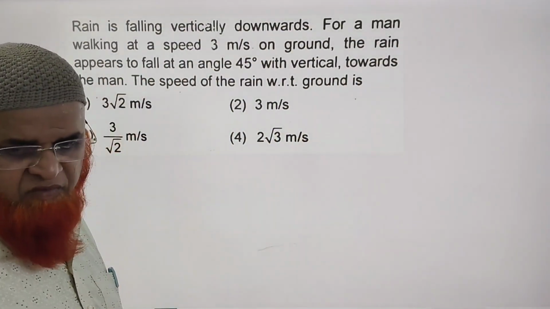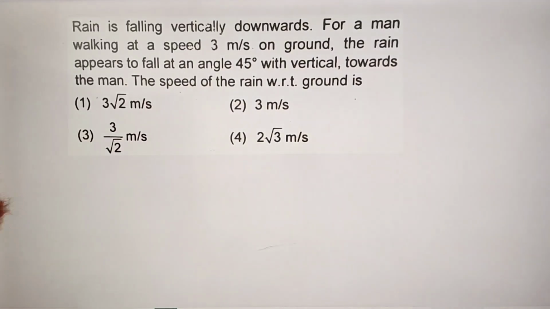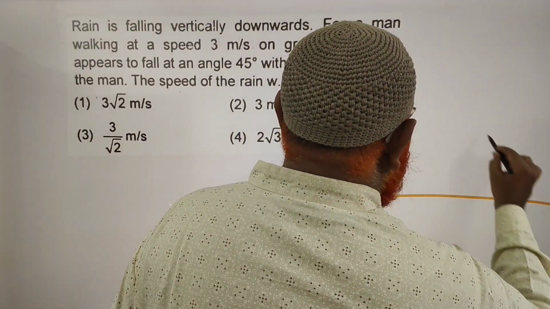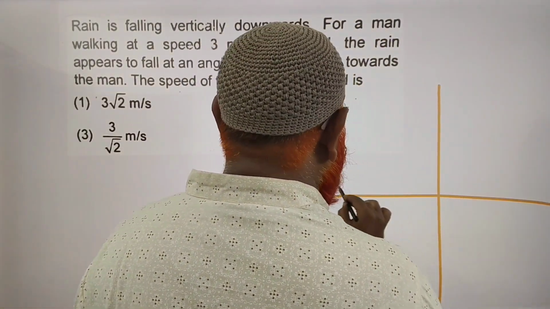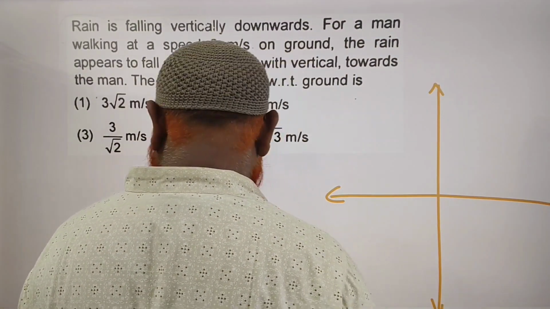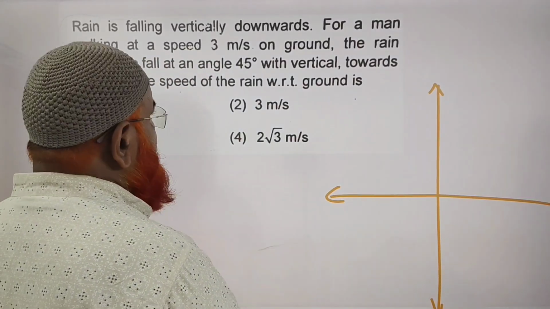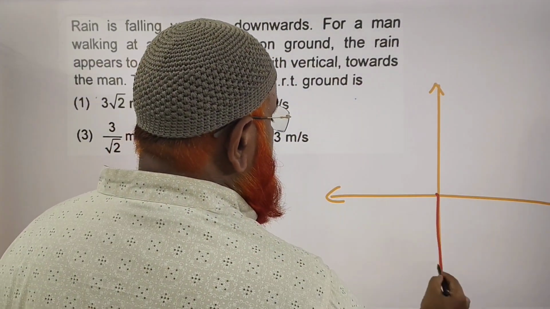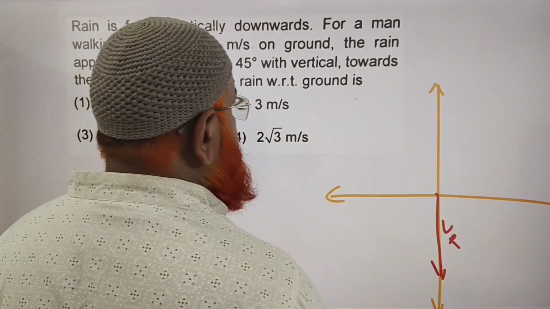This is a problem which I have taken from yesterday's question paper, because this type of model we didn't solve till now. Rain is falling vertically downwards. So how can you solve this problem? I told you, whenever this type of problem comes, just take a coordinate system, and it will be easy to solve. Rain is falling downward, so you start from the origin and take downwards. This is known as the velocity of rain.